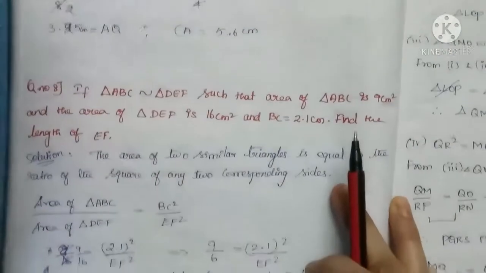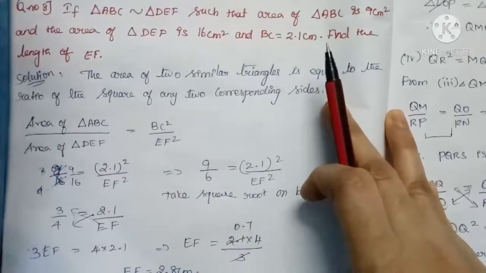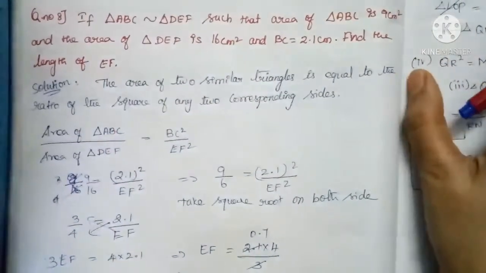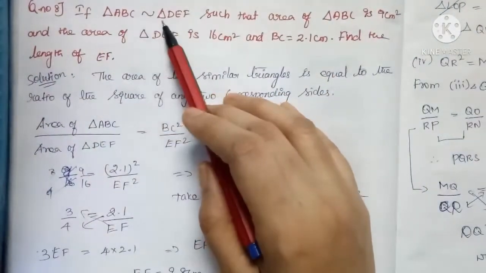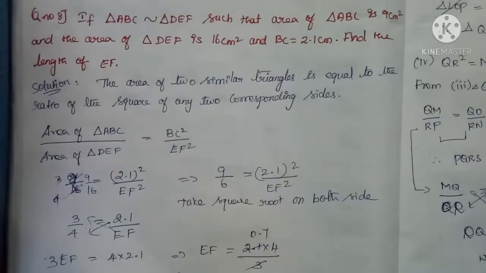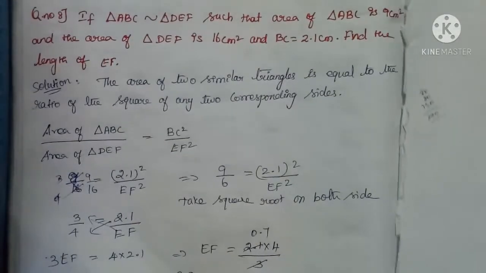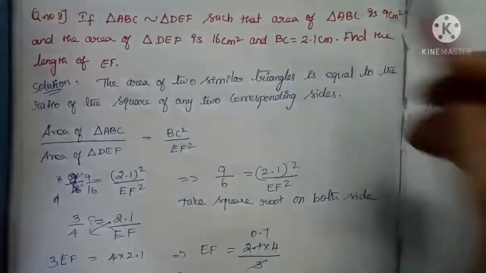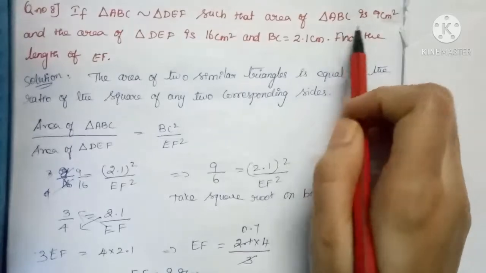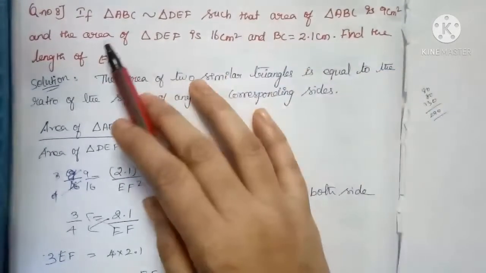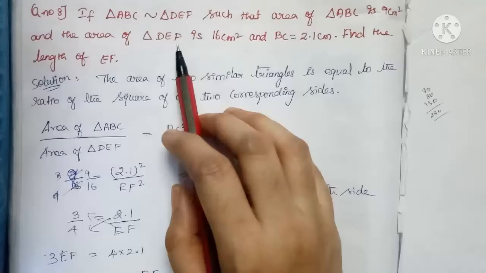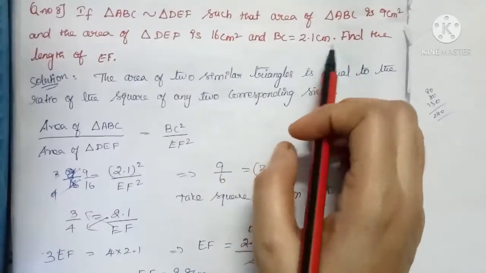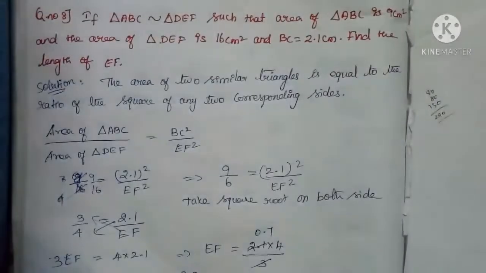Now let us move on to question number 8. After question number 8, we can see question 7. Question number 8 from exercise 4.1. If triangle ABC is similar to triangle DEF such that the area of triangle ABC is 9 cm square and the area of triangle DEF is 16 cm square and BC is equal to 2.1 cm, find the length of EF.